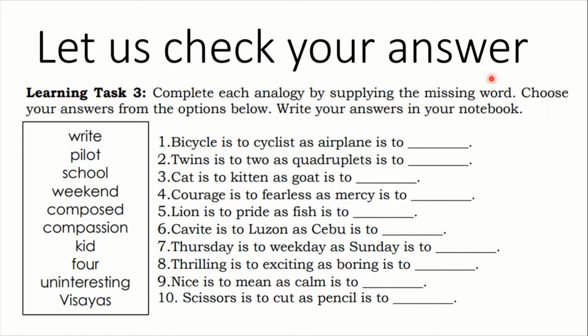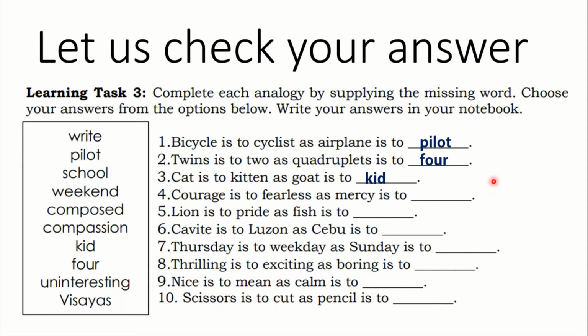Now, let us check your answer. Bicycle is to cyclist as airplane is to blank. What is your answer? The correct answer is pilot. The cyclist rides the bicycle or drives the bicycle, and the pilot drives the airplane, or pilots the airplane. Number two, the correct answer is 4. There are 2 children if we say twins, and there are 4 children when we say quadruplets.